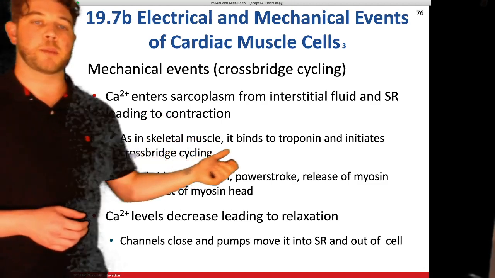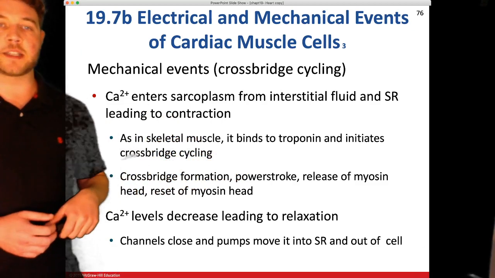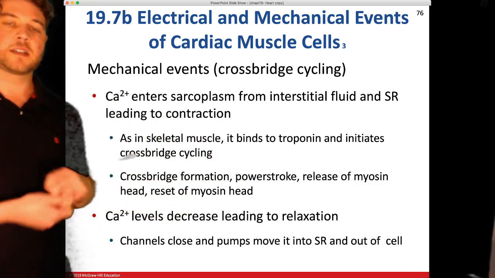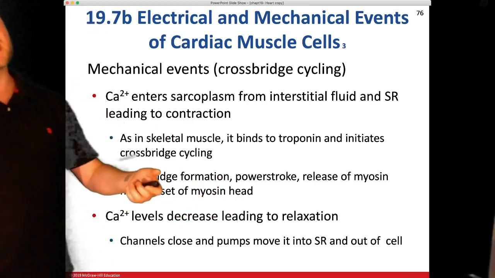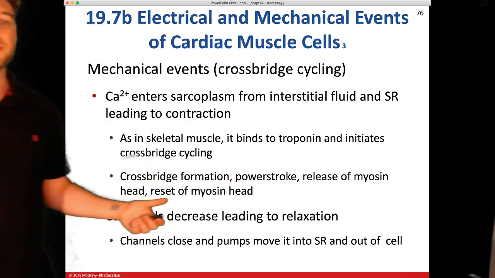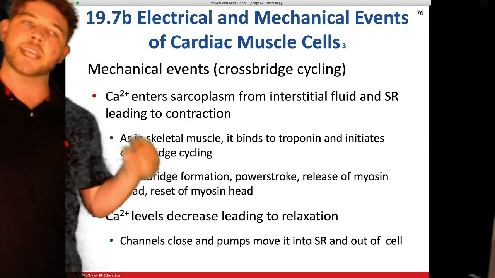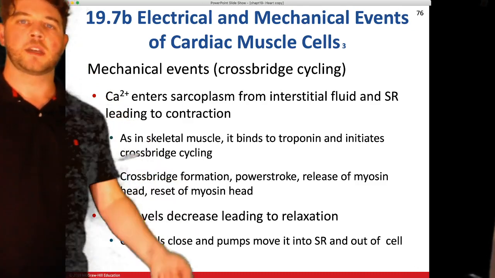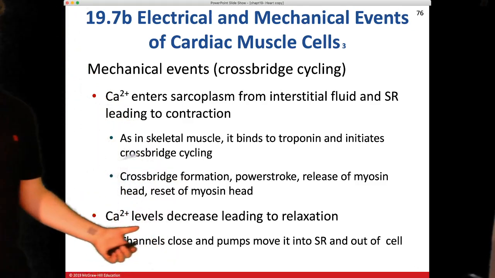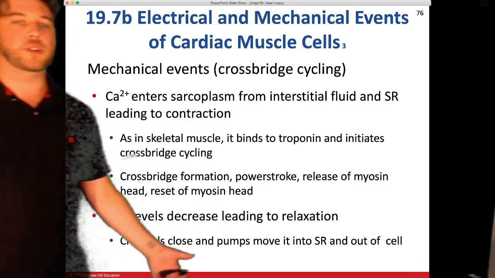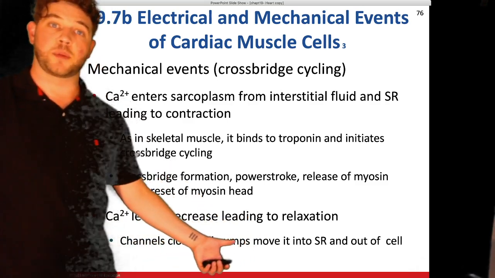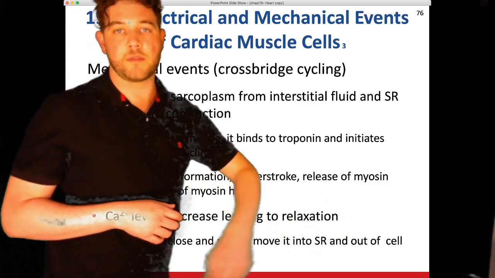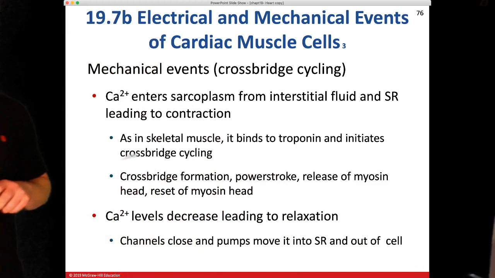And as in skeletal muscle, it binds to troponin and initiates cross-bridge cycling. You have cross-bridge formation, which is where the myosin attaches to the actin. You have the power stroke, where myosin pulls the actin, and the release of the myosin heads and the reset of the myosin head. Remember, it takes ATP to reset the cells. It does not take ATP to contract, it takes ATP to relax. The calcium levels decrease, leading to relaxation. Calcium channels close and pumps move it out of the sarcoplasm, out of the cell cytosol, into the sarcoplasmic reticulum and out of the cell. Okay.